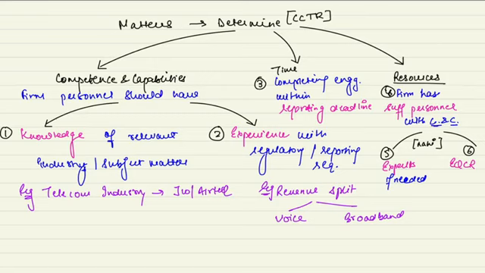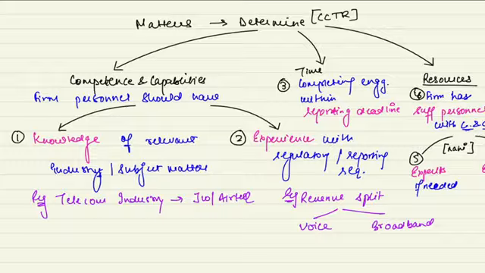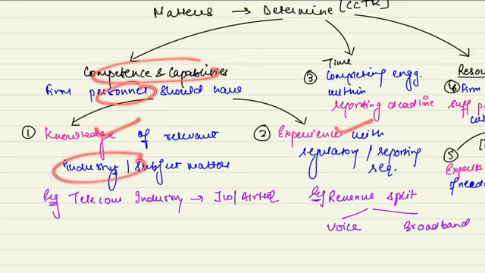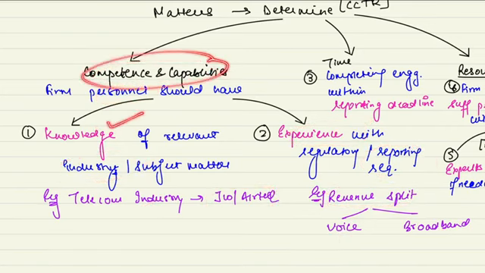Please focus on the board. Matters to determine the CCTR. So I just broke the matters into competence, capability, time, and resources. First of all, let's focus on competence and capability. In competence and capability, you need to check whether the personnel has knowledge and experience. Knowledge about the industry, that means if you are doing the audit of Jio or Airtel, you should know the telecom industry. Experience of reporting requirement. Let's say in case of Jio, you need to give a revenue split, how much money you got for voice, how much money you got for broadband. So for competence and capability, you will see the knowledge of the industry and experience of the reporting requirement.